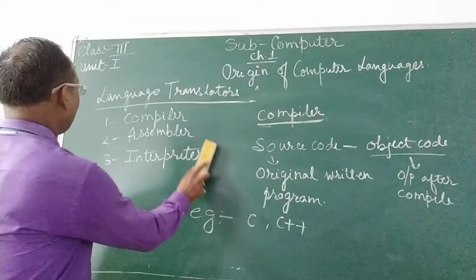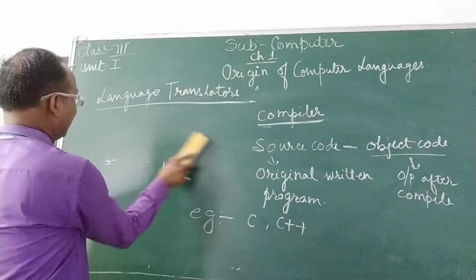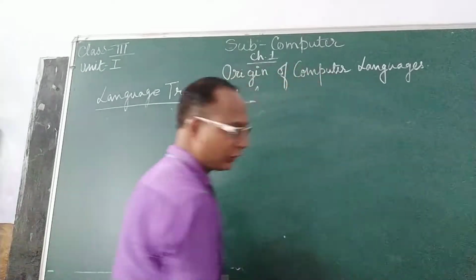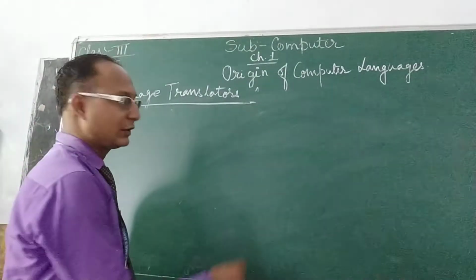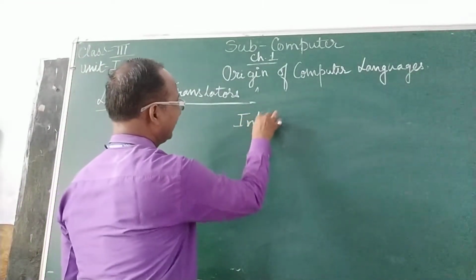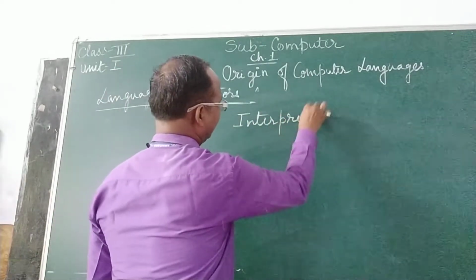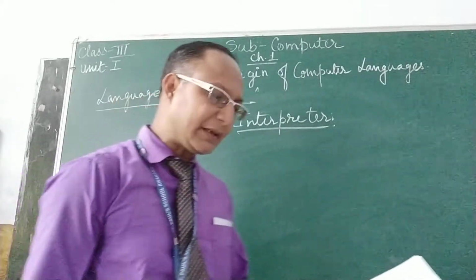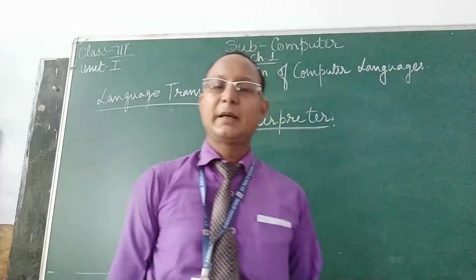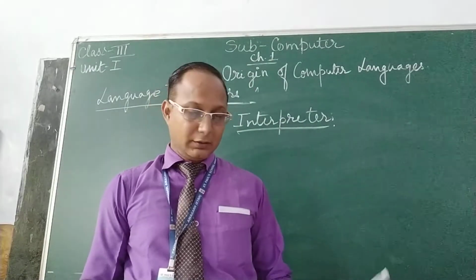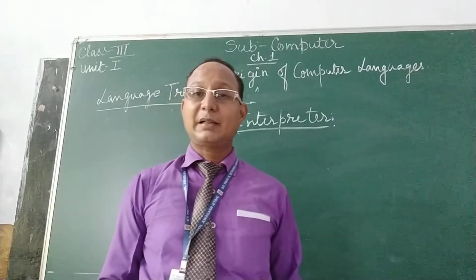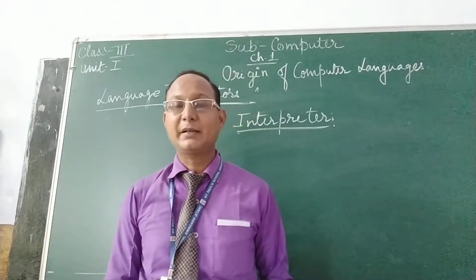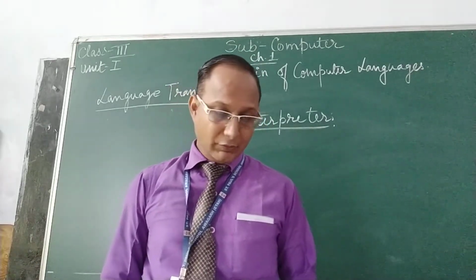Now, we will study about the interpreter. Our next topic is interpreter. So, all of you look into your book and see about the interpreter. An interpreter translates the program line by line. In this, the program is translated line by line, whereas in a compiler, the complete program is translated, checked and executed.